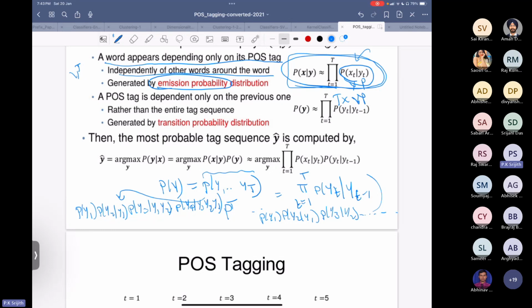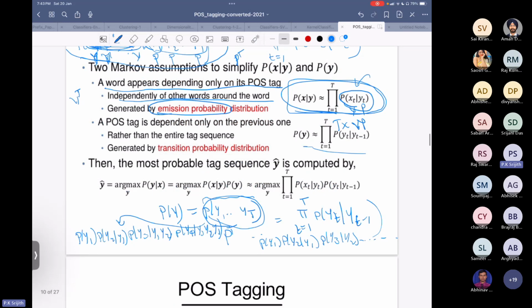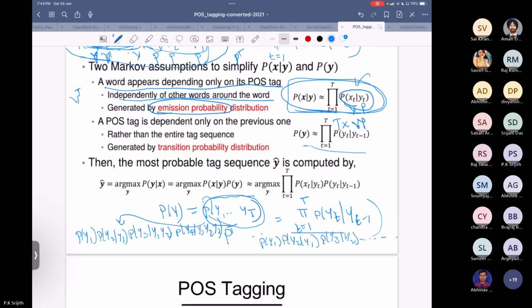So a hidden Markov model makes a first order Markov assumption over modeling of this sequence of labels, and you write p of y as a product over t equal to 1 to T of p of yt given yt minus 1.